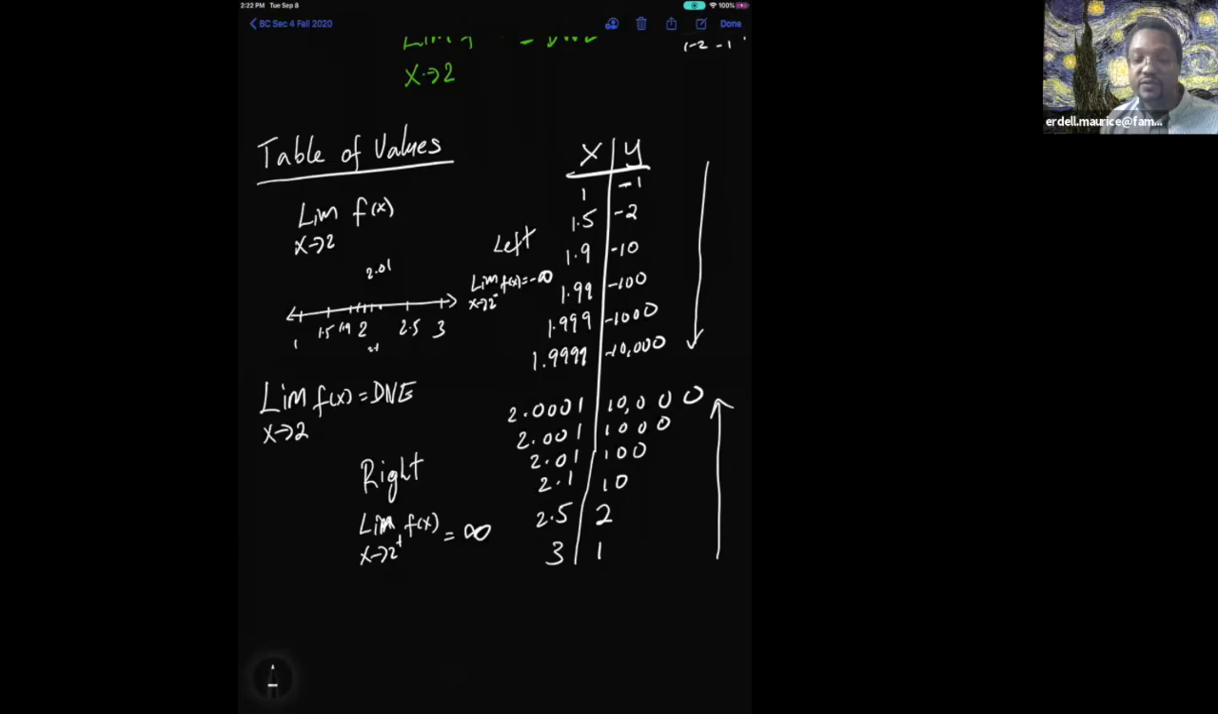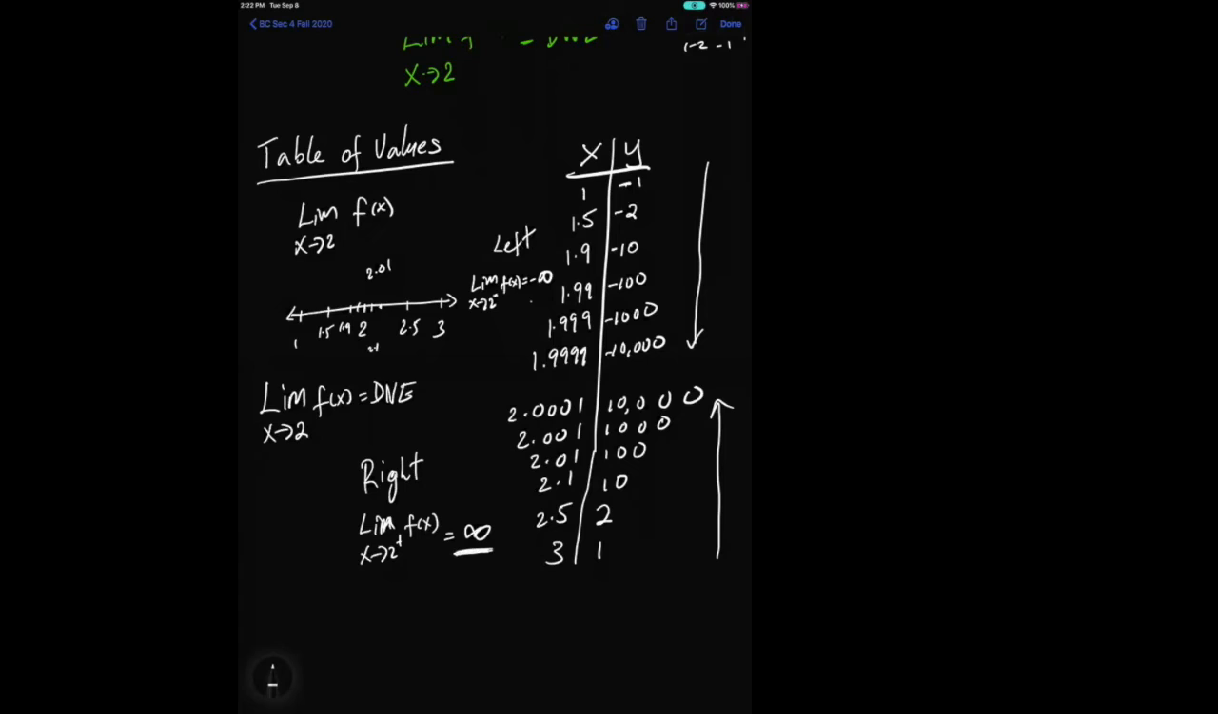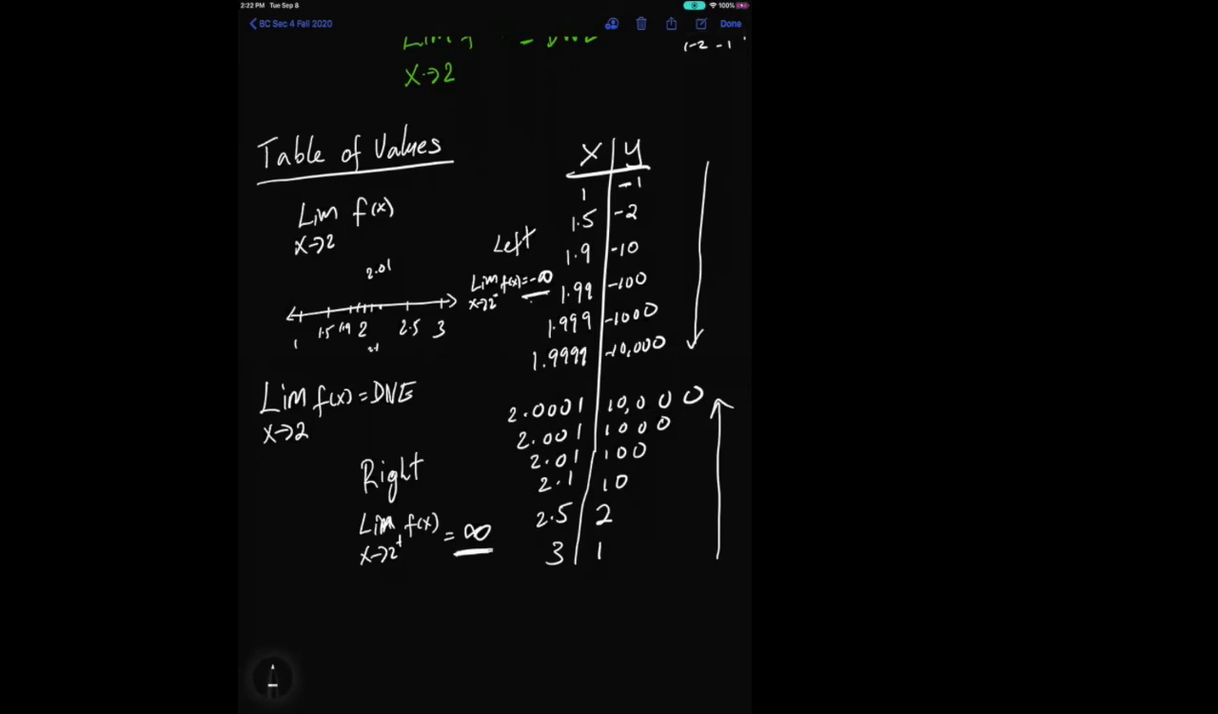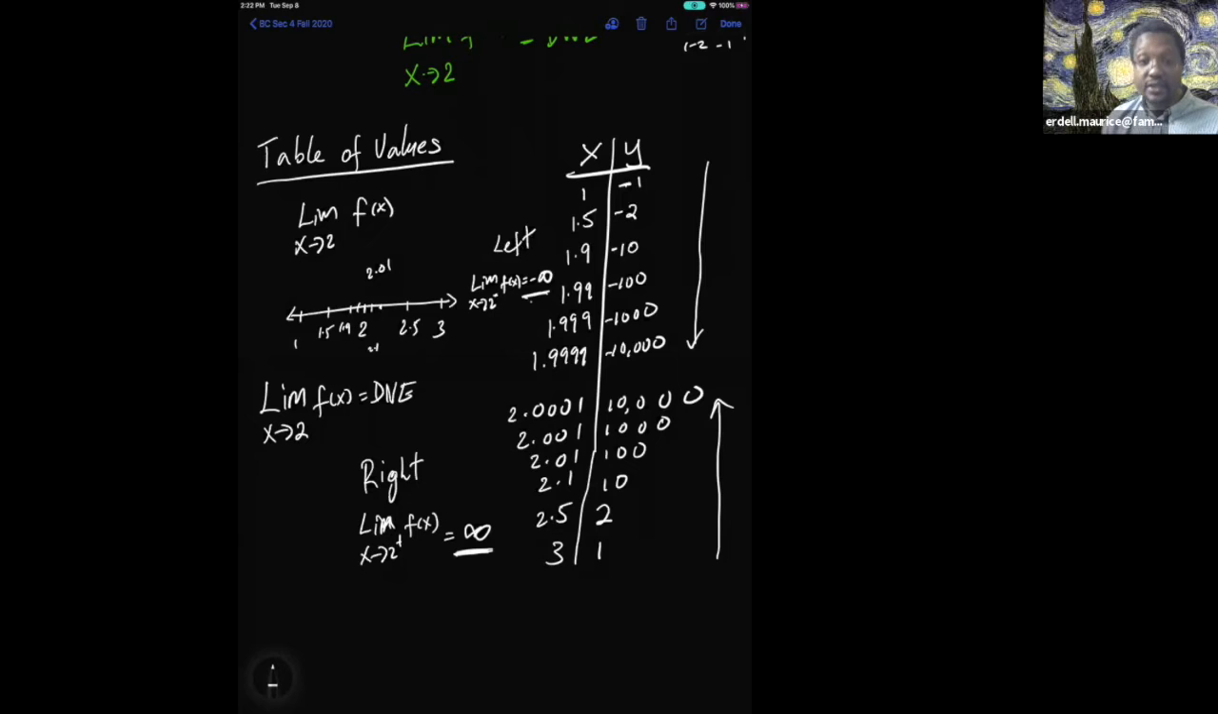The reason why the answer does not exist is, what's the answer right here for the right side? Infinity. What's the answer up here? Isn't it because the right side and the left side aren't the same? Exactly. They are not the same. That is why the answer does not exist. If the answers were both infinity, then the answer would be infinity.